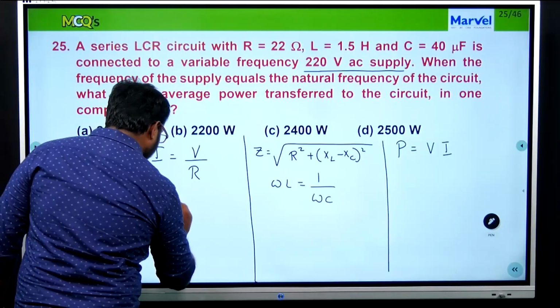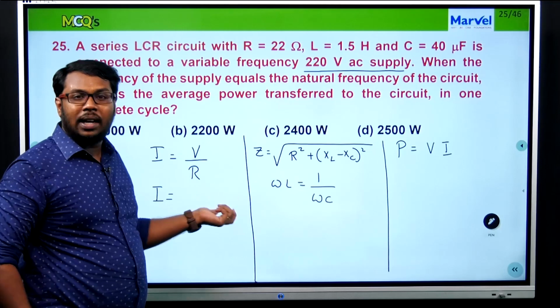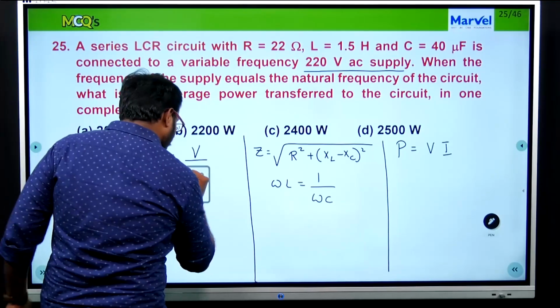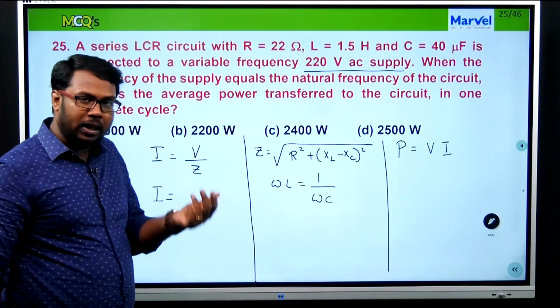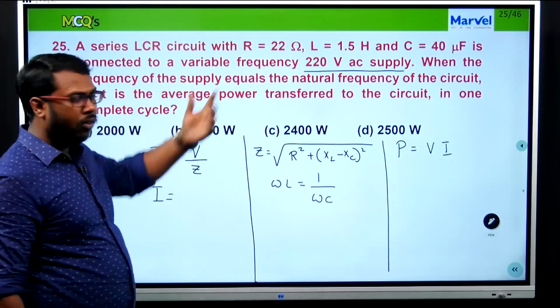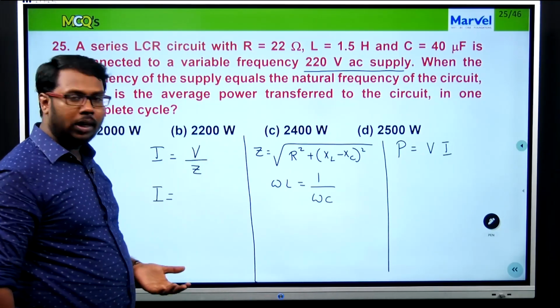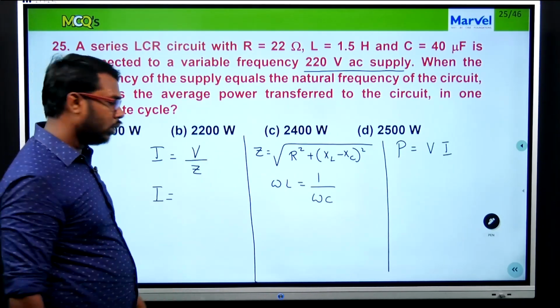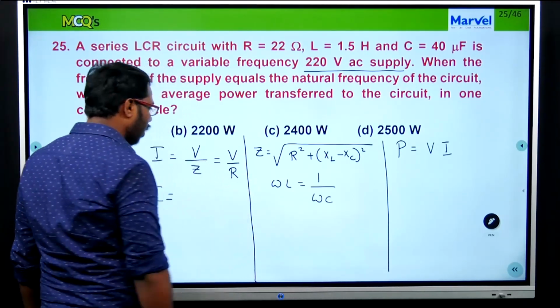What is my R in here? R is nothing but the resistance of the entire circuit. Actually, I should write this as Z, which is the impedance of the entire circuit. Since the external frequency and the frequency of the circuit are equal, Z equals R, as I just said. So V by R should be my I.